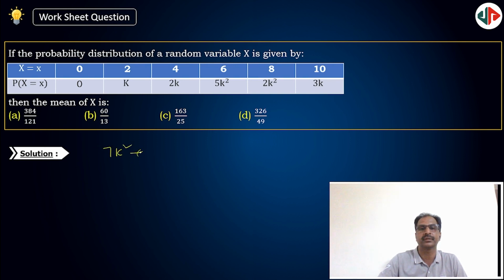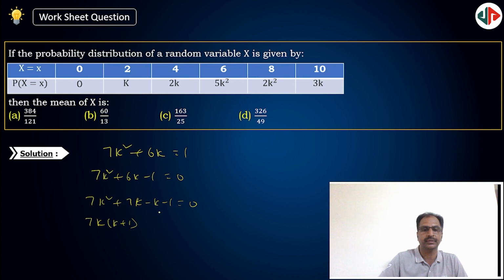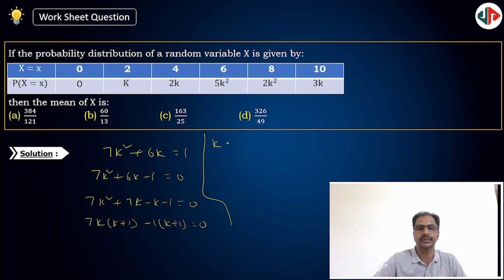7k square plus 6k is equal to 1, or 7k square plus 6k minus 1 is equal to 0. Write 6k as 7k minus k. So 7k into k plus 1 minus 1 into k. So we get k as 1 by 7 and minus 1.